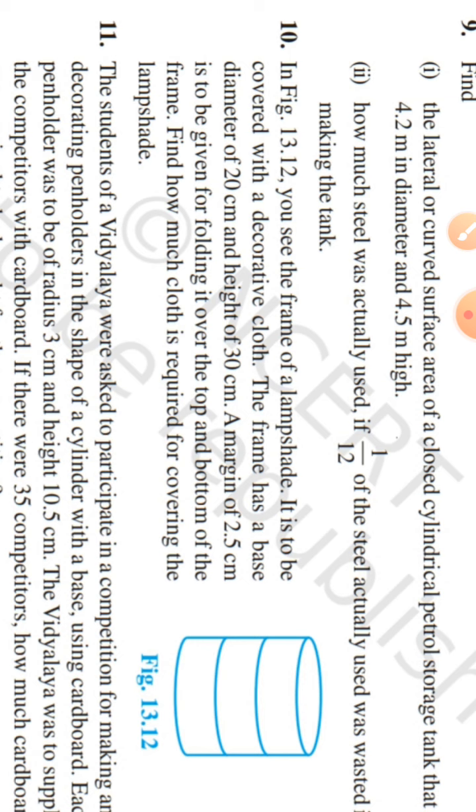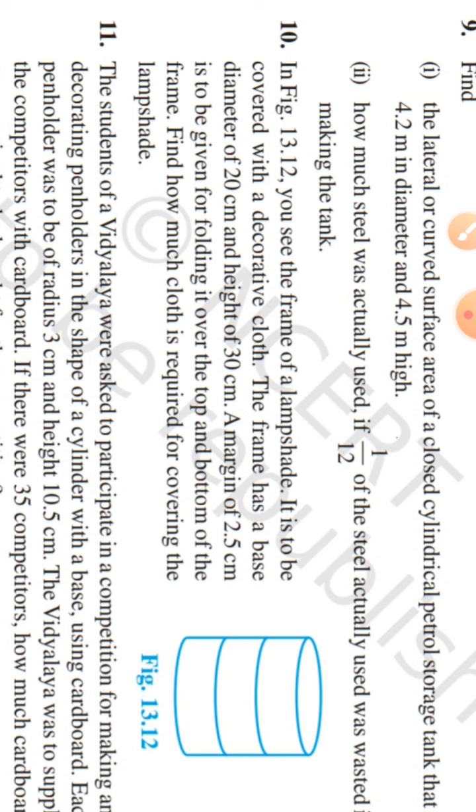But one extra thing is here. A margin of 2.5 cm is to be given for folding it over the top and bottom of the frame. Okay, so there is 2.5 cm extra height at both ends, bottom and top, for folding. So for our purpose, height will not be 30, but material's height will become 30 plus 2.5 plus 2.5, so it will become 35. Okay, so that is different here, because that material is folded from top part and from bottom parts. Okay, find how much cloth is required for covering the lampshade.